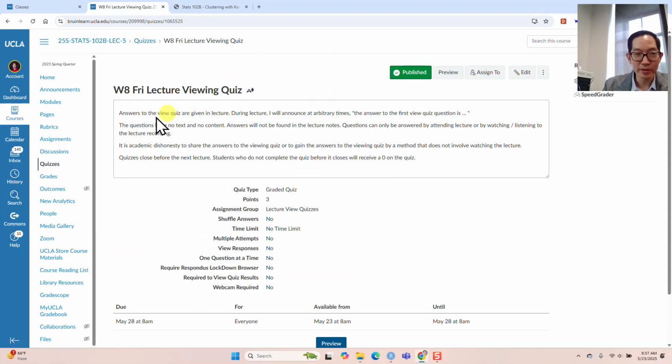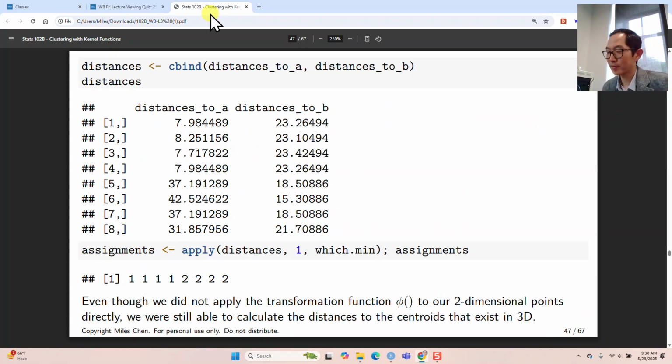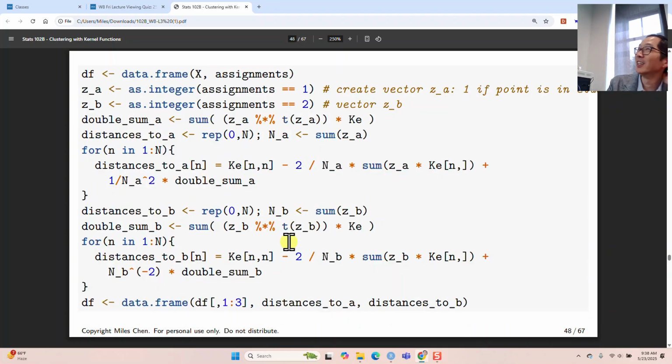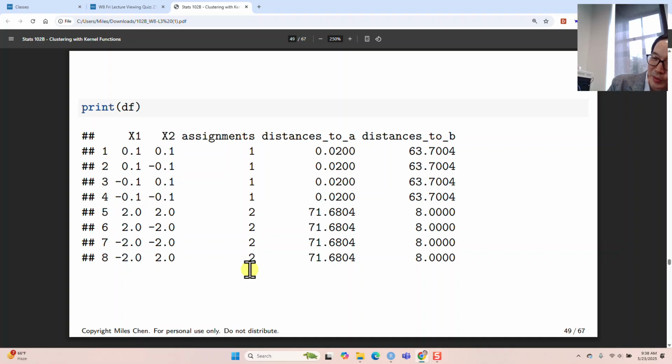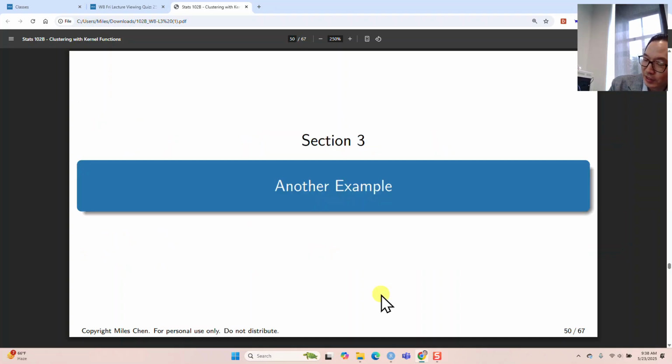All right, that should now be available. Okay, so E and C. And then, okay, so all to show that it kind of works here. And so we can calculate the distances to A and the distances to B, and it's this kind of big mess, but it works. And we reassign, and we get the results.